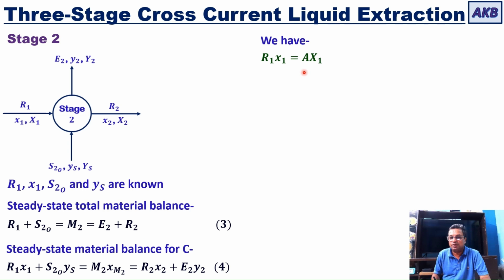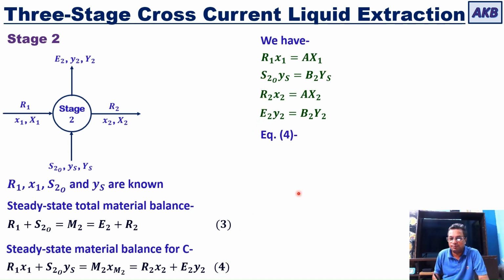R1 x1 is equal to A into capital X1. E2 into small y1, that is equal to B2 into capital Y1. R2 into small x2 is equal to capital A into capital X2. And E2 into small y2 is equal to B2 into capital Y2. Now, we will use these relations in equation number 4.